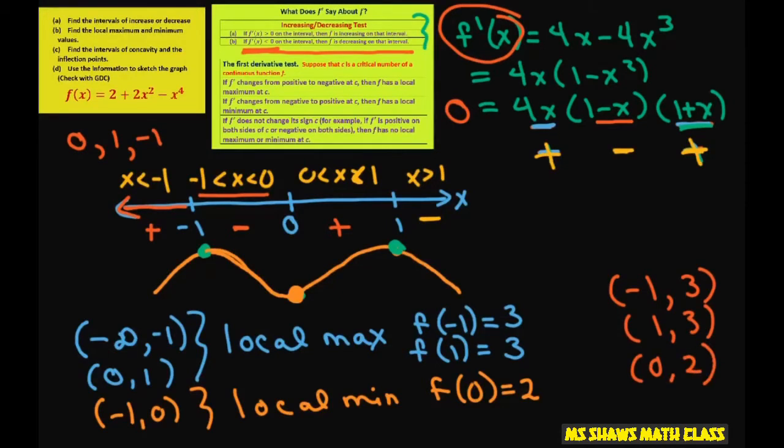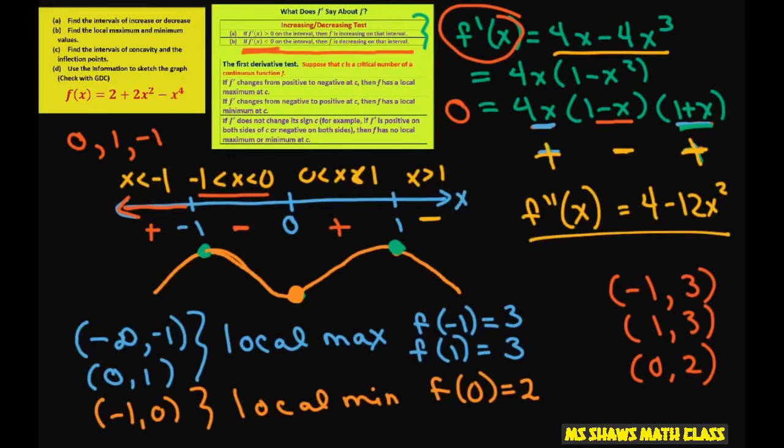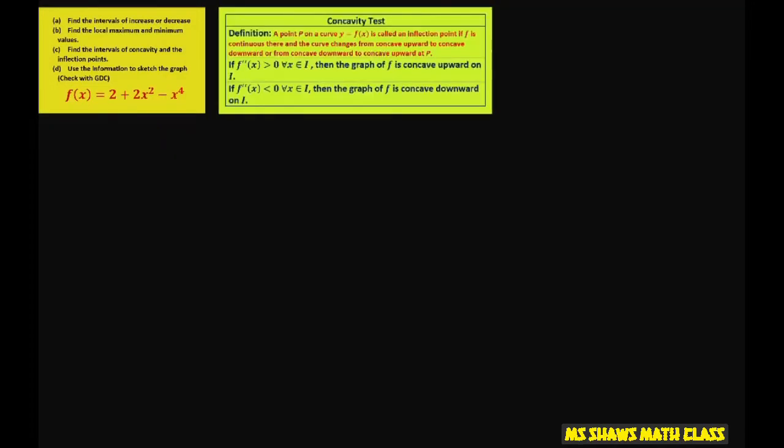All right. The next step is to find concavity. I'm going to have to take the second derivative for that. Since I already have this written here, I'm going to go ahead and take that derivative so we can see it clearly. So that's going to be 4 minus 12x squared. So there we go. That's what we're going to use. F prime of x equals 4 minus 12x squared.